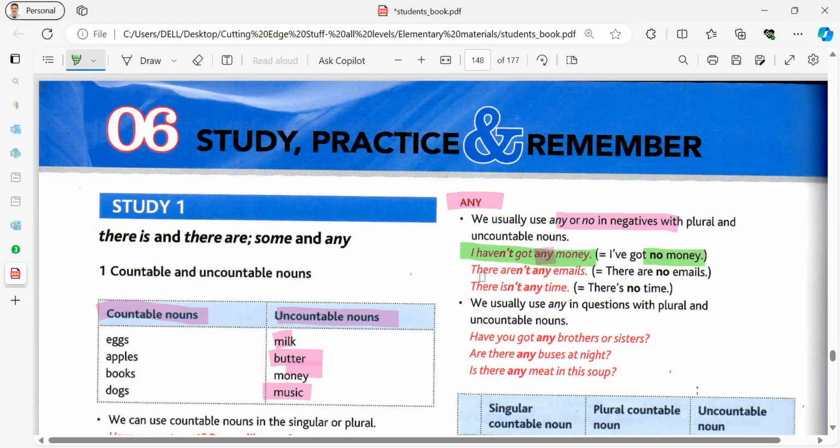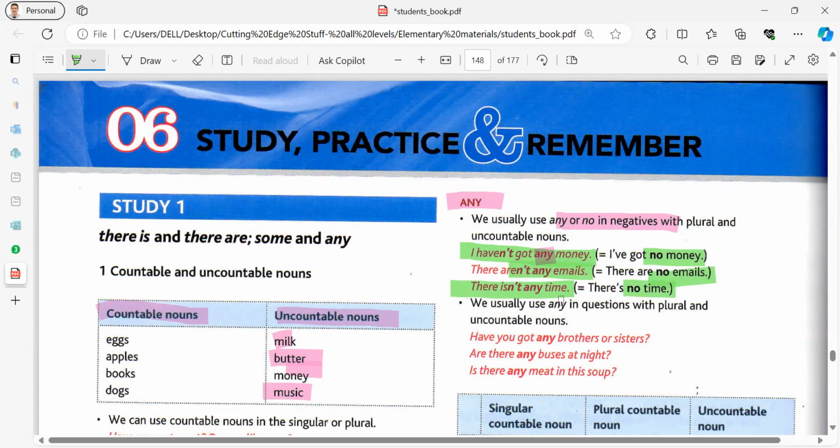Another one says there aren't any emails. There are no emails. I can replace any and write no instead, but in this way delete not. There are no emails. Another one: there isn't any time. Means what? There is no time.